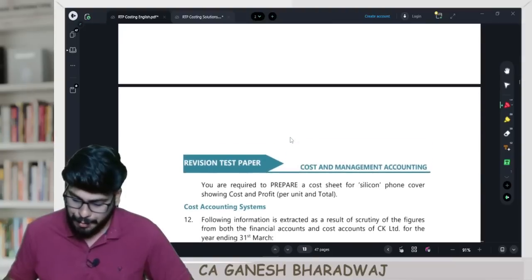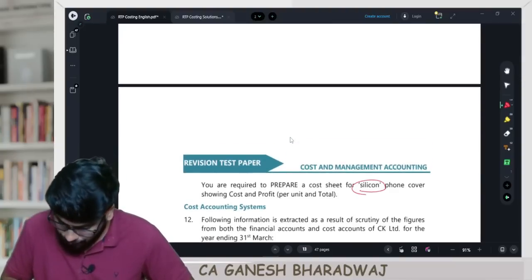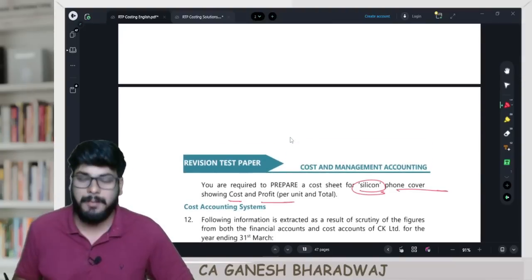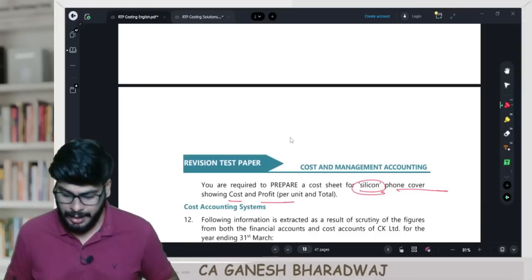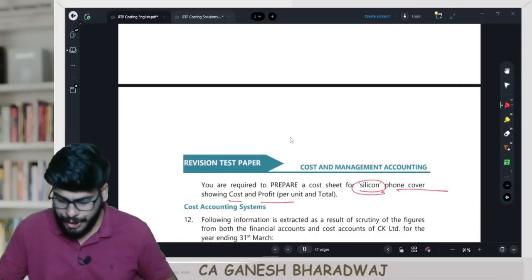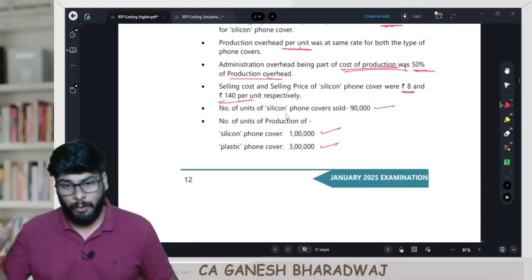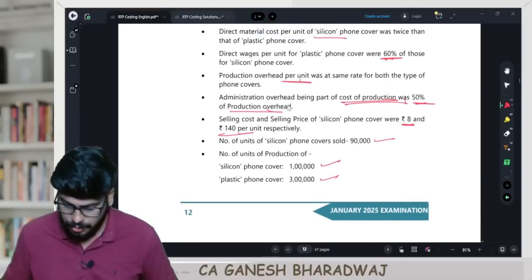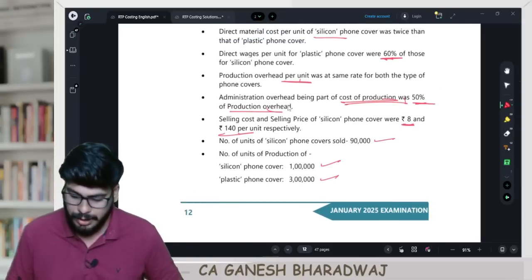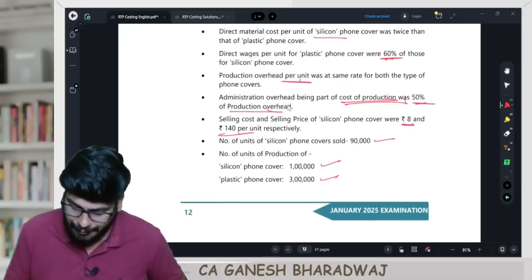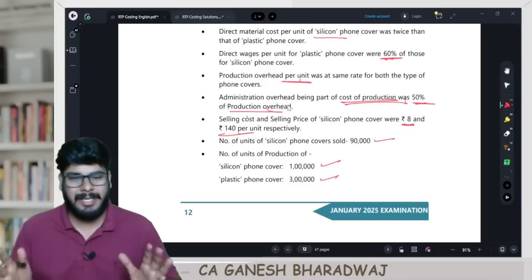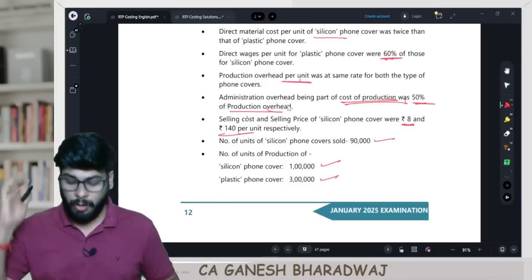You are required to prepare a cost sheet for silicone phone cover showing the cost and profit per unit and total. Now, what are they asking? They are asking you to prepare the cost sheet only for silicone phone covers, right? Plastic phone cover, can we prepare? The answer is no, you cannot prepare, because for plastic phone cover, they have not given how much is the total units sold, and they have not given the selling cost and all. So basically in this question, they have asked you to prepare the cost sheet only for silicone cover.